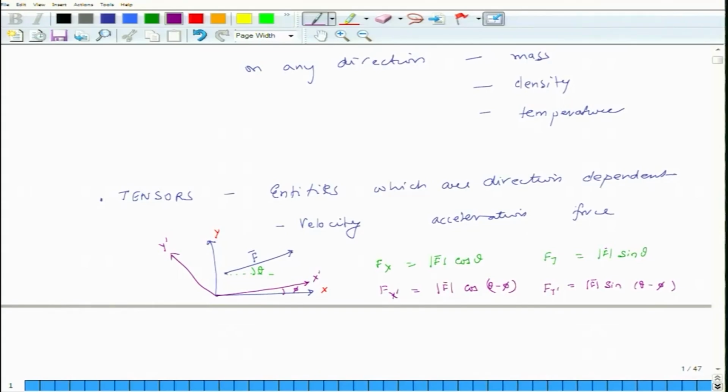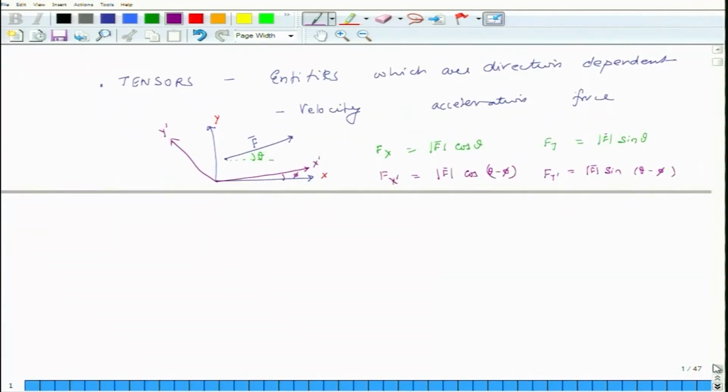So, what we see here is that the components of the force are specific to the coordinate system which we are considering. If the coordinate system rotates, the components of the force also change. So, this is an example of a tensor. Now, in this case, the dependence of the entity, which is force, is on just one single direction, the angle phi. But there are entities which can depend on more than one direction. In the case of velocity, acceleration and force, the dependence is just on one direction, associated with angle phi. So, these are known as first order tensors.